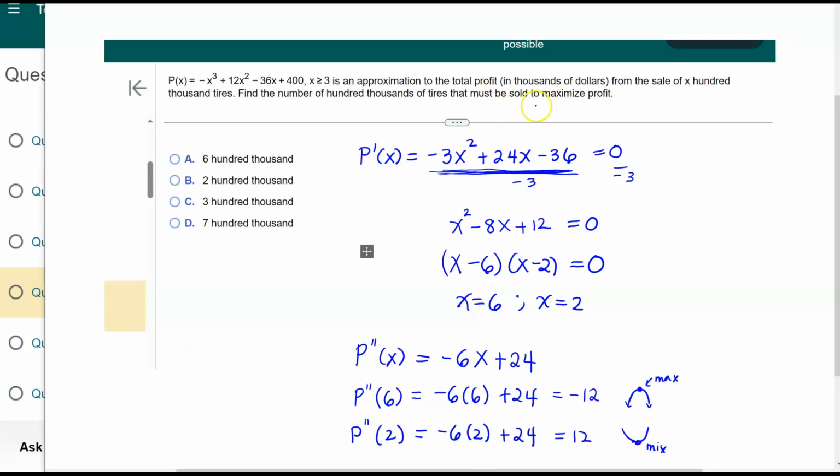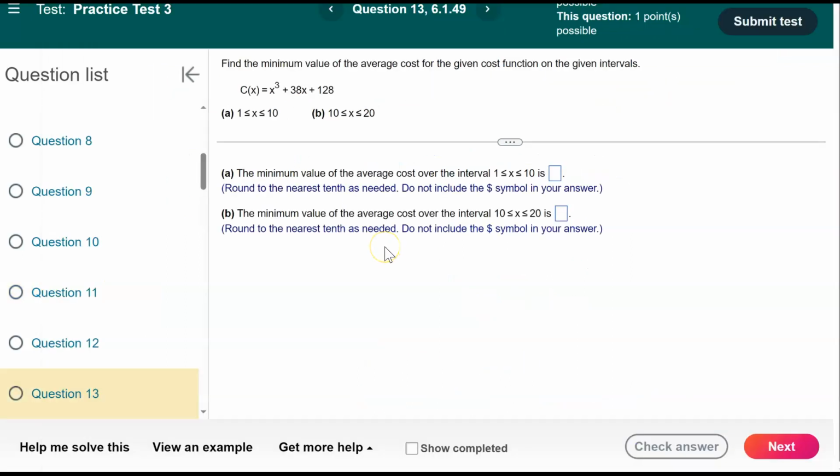Now we're particularly interested in the value of x for which the profit is a maximum. So that means that the value of x for which it is maximum is at x equals 6. So that means 600,000, because x is in 100,000. So the answer is 600,000. Now let's proceed to this next question.